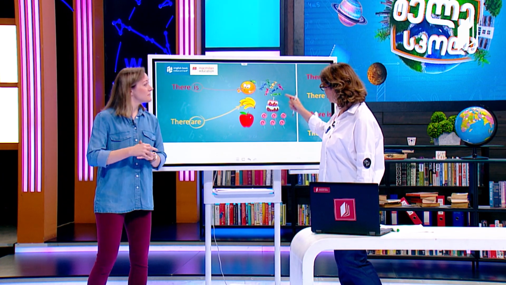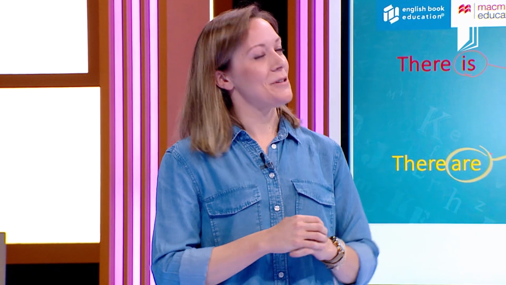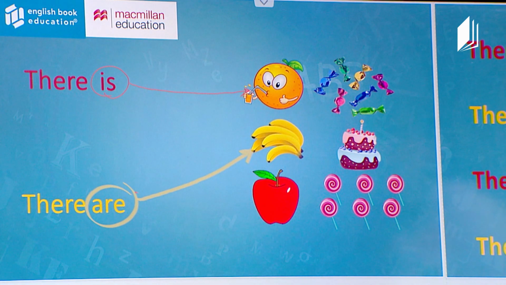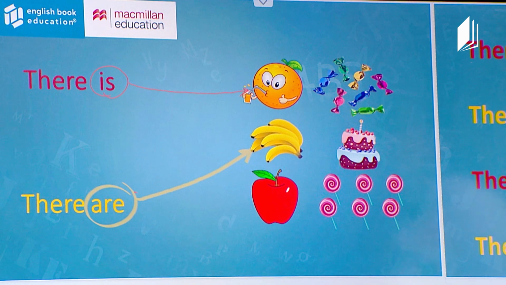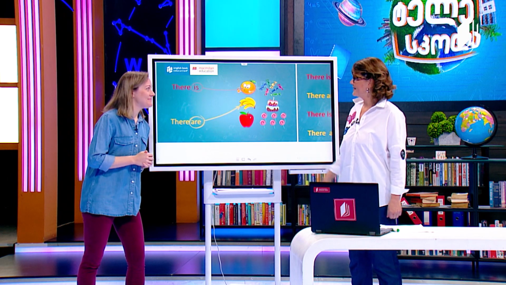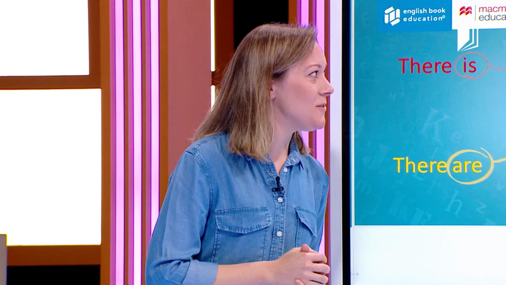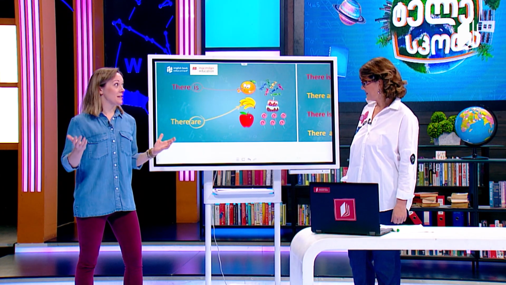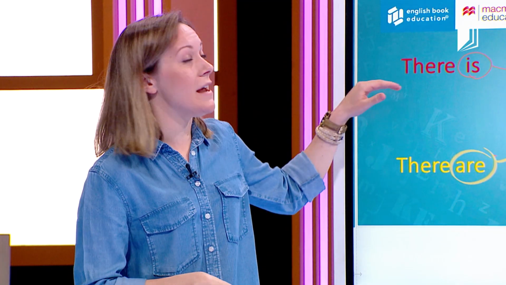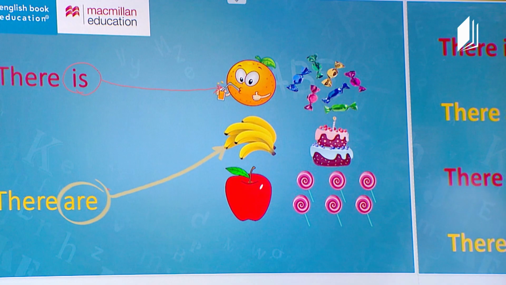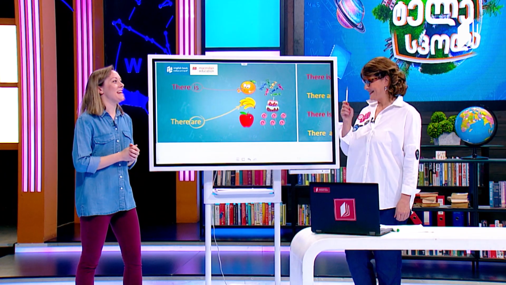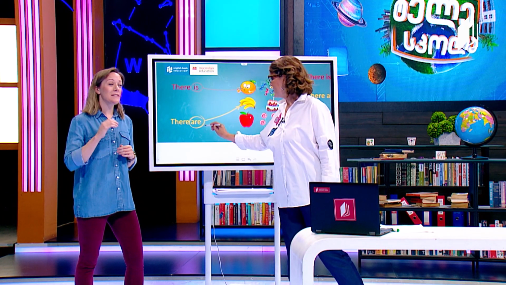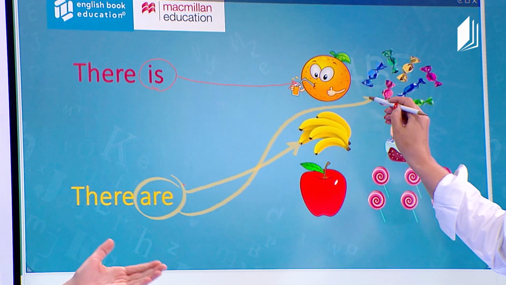And now let's do together this activity. Miss Amanda, you choose and I will match. Perfect. And of course, the kids will play with us. So, what about sweets? How many sweets are there? I see 1, 2, 3, 4, 5, 6, and 7 sweets. So if there are 7 sweets, does it match with there is or there are? That's right. There are 7 sweets because there are more than 1.